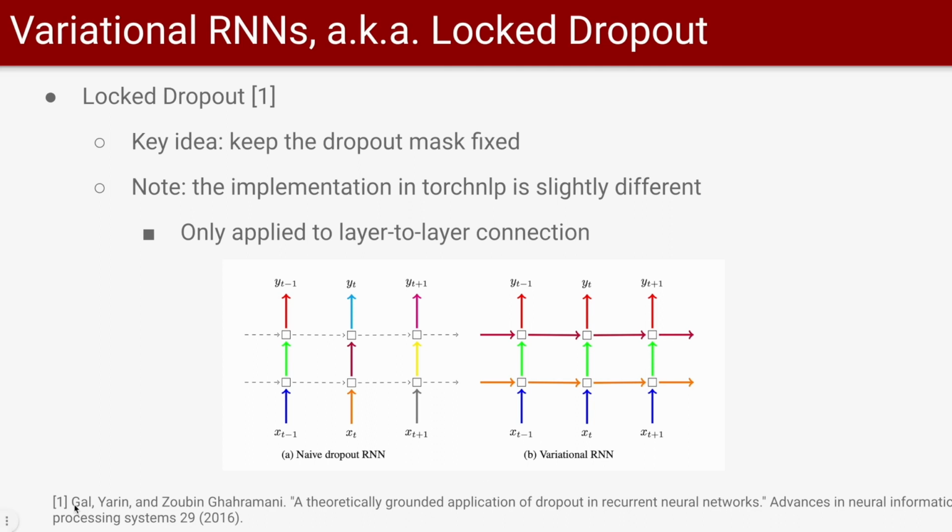I also list the corresponding paper here. But you probably want to note that the implementation in Torch NLP is actually slightly different from what is described in that paper. The implementation in Torch NLP implements locked dropout only for the layer-to-layer connection, but the position is fixed in this case.